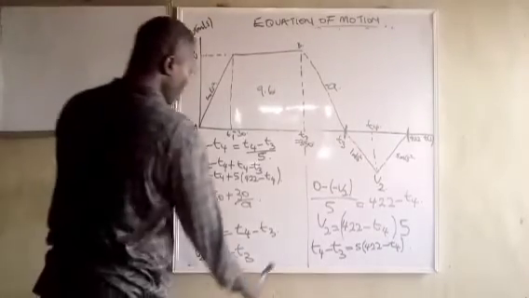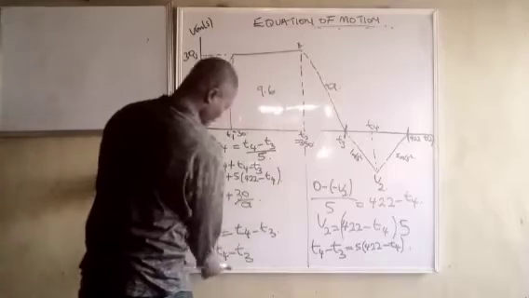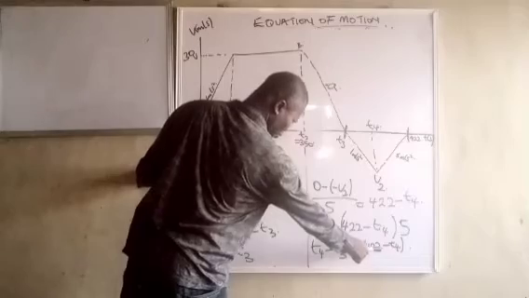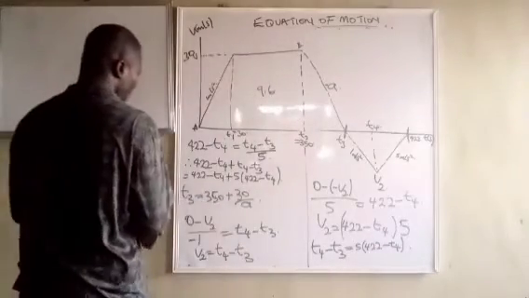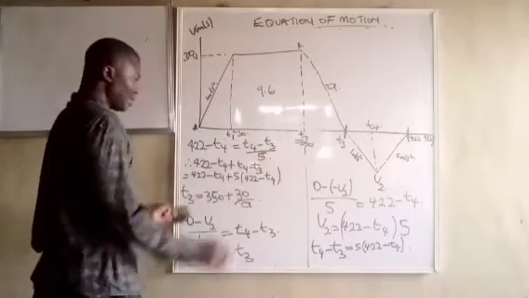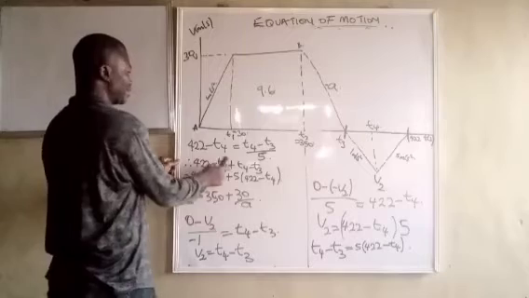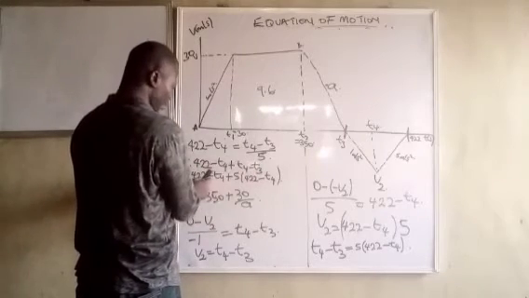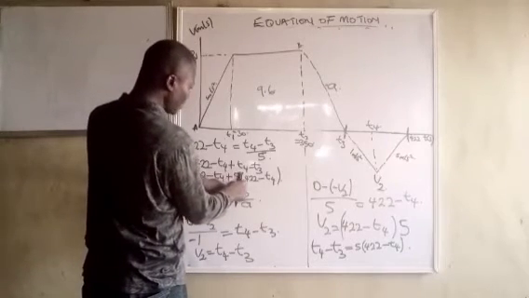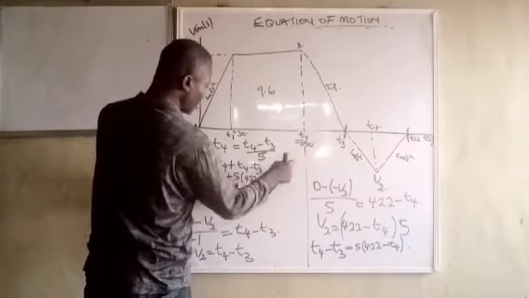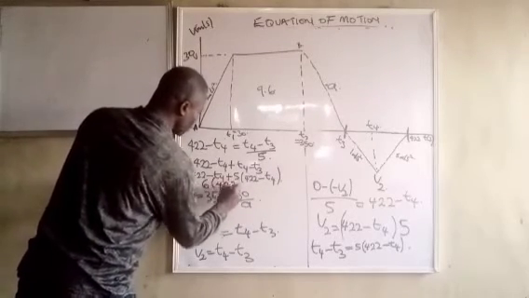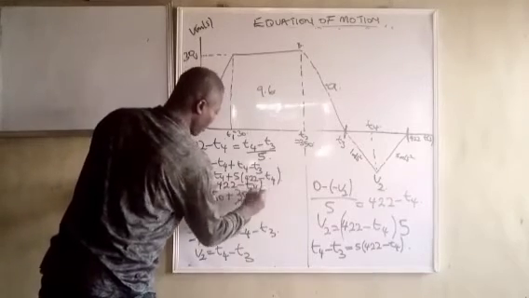Now, from this expression, I can say that T4 minus T3 is equal to 5 into 422 minus T4. So 422 minus T4 is T4 minus T3 over 5. On adding the two, 422 minus T4 plus T4 minus T3 is going to give me 422 minus T4 plus 5 into 422 minus T4, and that will give me 6 into 422 minus T4.